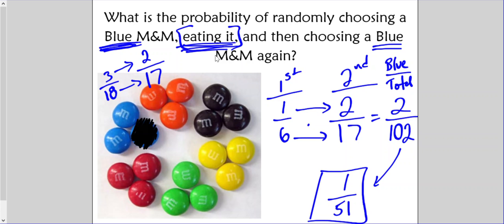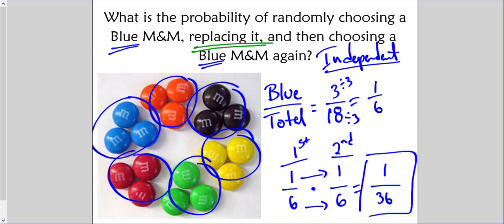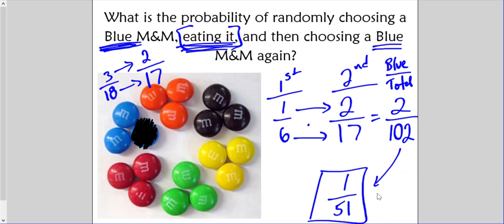And that should kind of make sense. Just comparing these two answers, 1 out of 36 is a higher probability than 1 out of 51. Because I ate that blue in between, I lowered the probability of getting a blue one on that second random choosing.